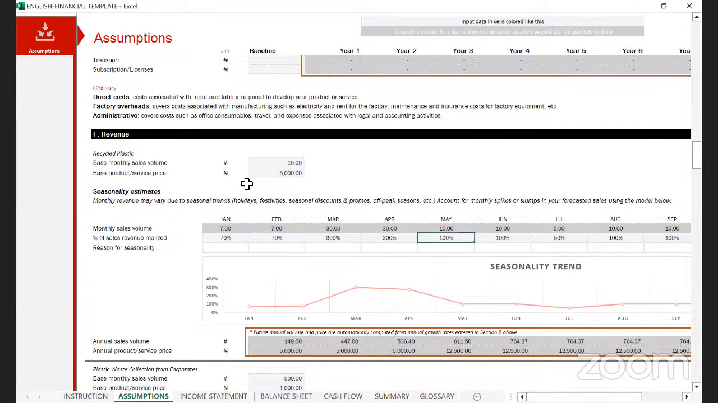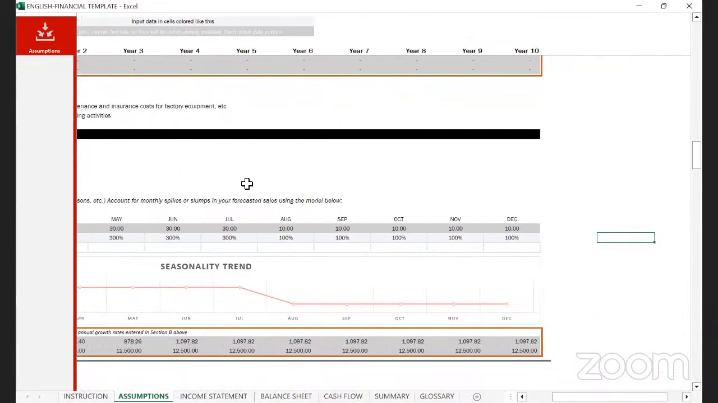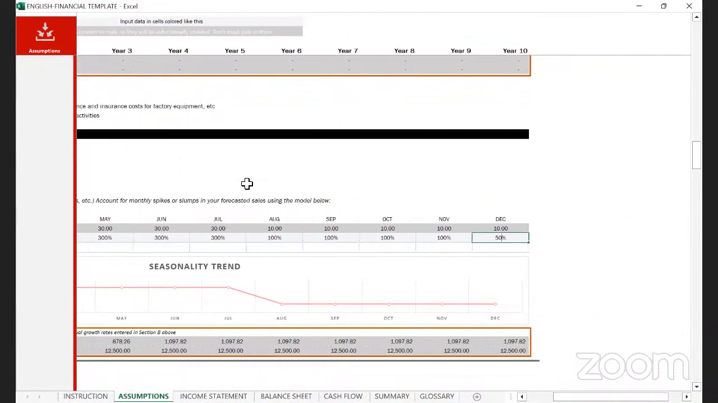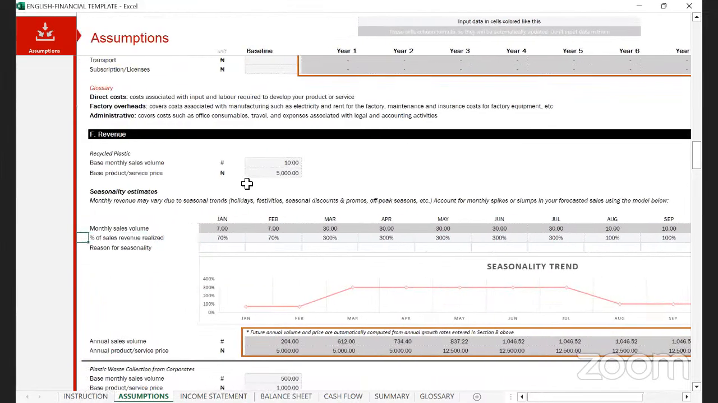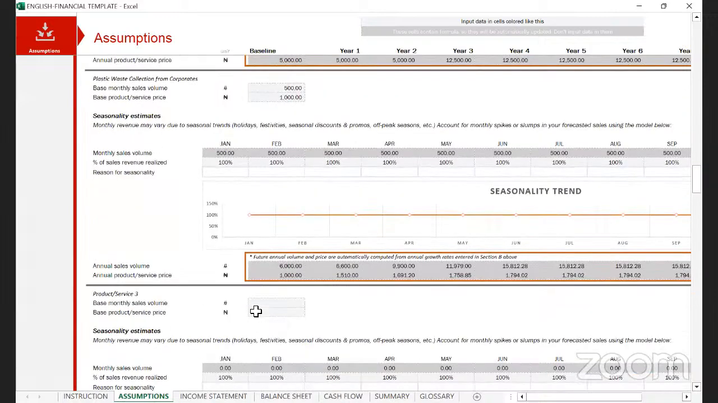April will be 300%. May will be 300% because these are all the raining months. And by the time the dry months come around, I will account for the slump and say maybe I will just sell 50%. So I've done that. That is essentially what seasonality means. It does not apply to every business. Some businesses are not affected by seasonality, so you can just leave it 100% if you run a business like that. And then you move on to the next section.